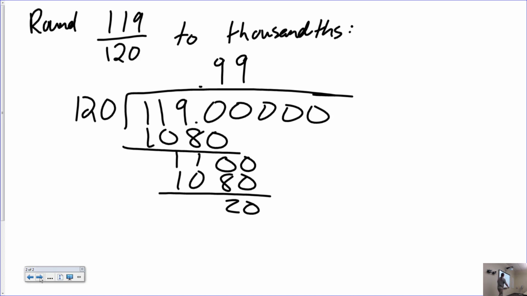$20. Bring down a 0. How many times does 120 go into 200? 1. Am I done? Almost, technically, right? You've got to go 1 further. How many times does 120 go into 800?